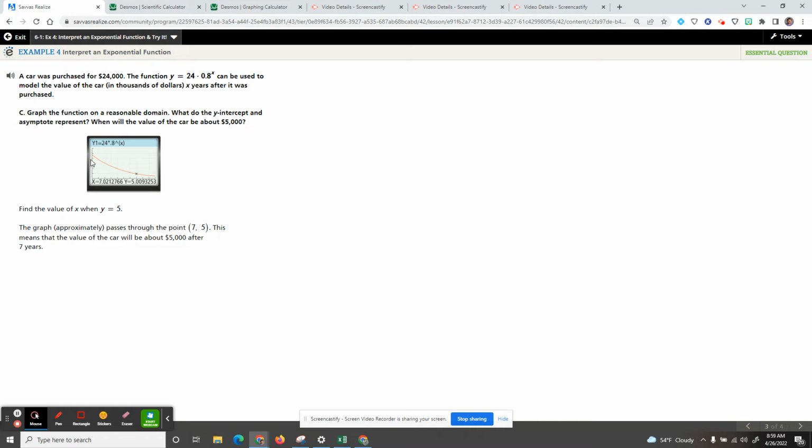The y-intercept is going to represent the value of the car when it was first purchased. So that's at about 24,000 there. And the asymptote is going to be y equals 0, right? Because the car will never cross into negative value.